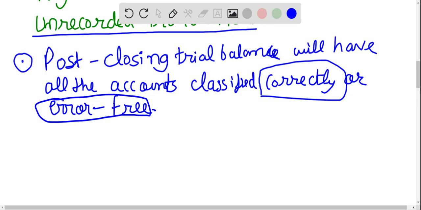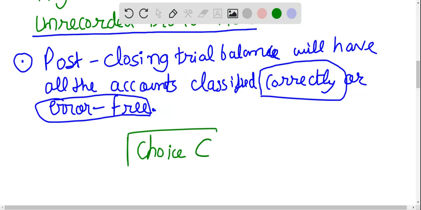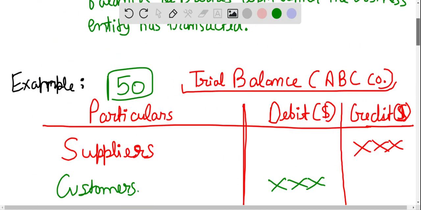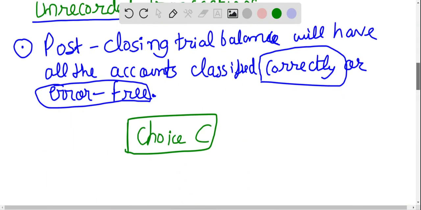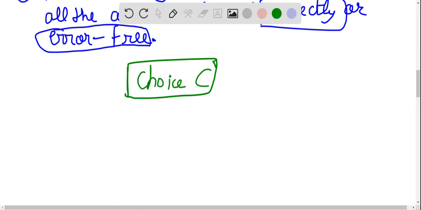Okay, so our current solution matches with choice C, that is post closing trial balance, which will have every transaction, or we can say which will have every account classified as correct, okay, in correct order also. So you can write down what I have written so far. However, the correct choice is choice C. That's all for our solution.